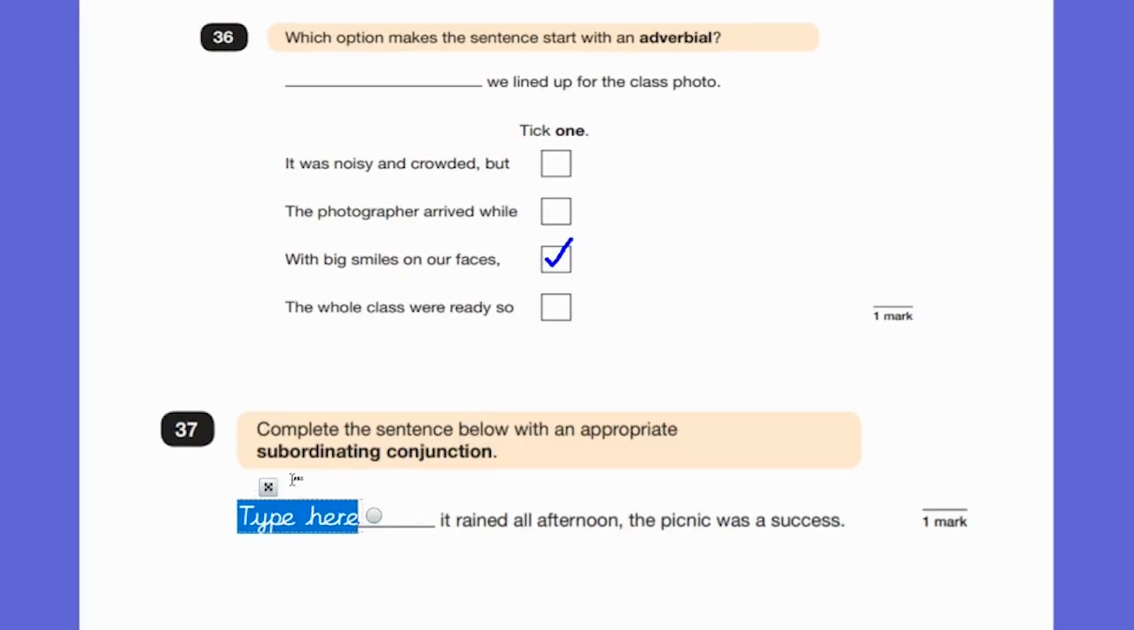Complete the sentence below with an appropriate subordinating conjunction. So just like the subordinating conjunctions we spoke about, but now for this sentence, it needs to be appropriate and it needs to make sense. So it would be blank, it rained all afternoon, the picnic wasn't a success. And there are a few options that we can use. There are some that may not work in this situation.